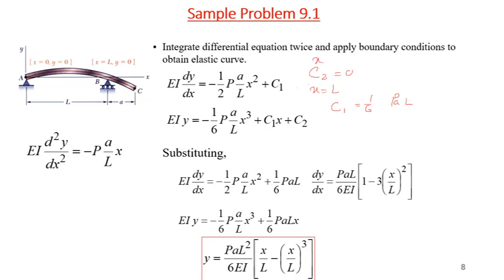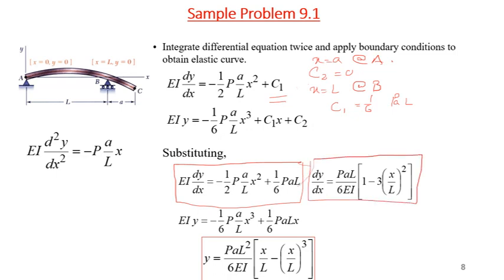When x is equal to 0, that is point A, and x is equal to L is at point B. By substituting the value of C1, we have this equation, and we simplify it to a slope equation like this. And putting C1 in the equation of the elastic curve, we have the equation of elastic curve: y is equal to PAL square divided by 6EI multiplied by x by L minus x cube by L cube.